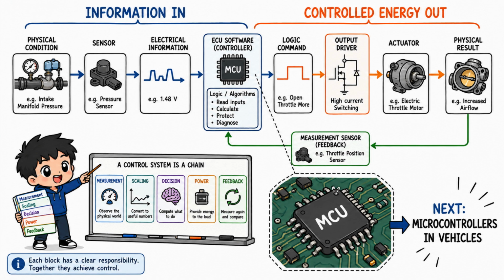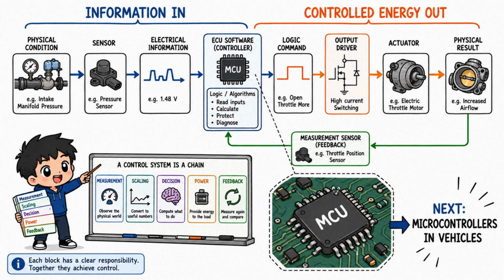When answering an interview question, begin with energy direction. A sensor converts a physical quantity into electrical information for the controller. An actuator receives an electrical command and controlled power to create a physical effect. Then explain signal conditioning, software interpretation, output drivers, and feedback. That answer demonstrates the complete engineering chain rather than a memorized definition.